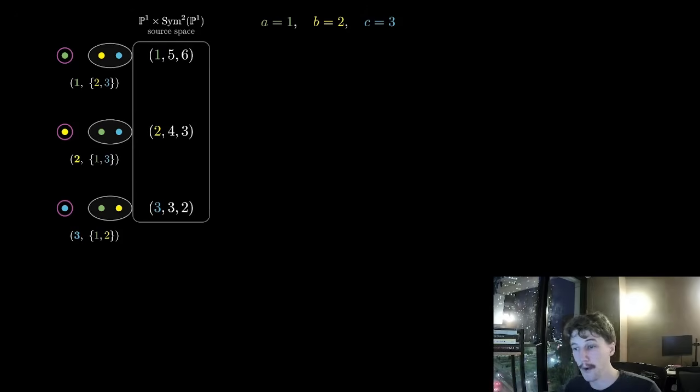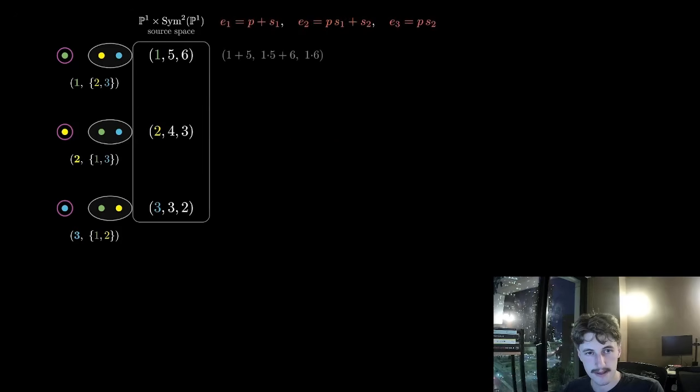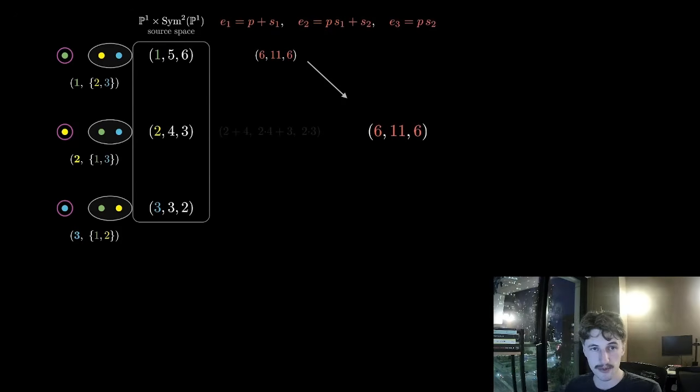But this source space is P1 for the marked point multiplied by Sym2 P1, so the group of 2 points. And when we multiply the two polynomials together, we get a cubic equation with the following coefficients. So this is what happens when you combine the two bags into one singular bag, and this is the pi transformation. So this is the pi transformation: P plus S1, PS1 plus S2, and PS2, one for each of the coordinates and how each of the coordinates are transformed.